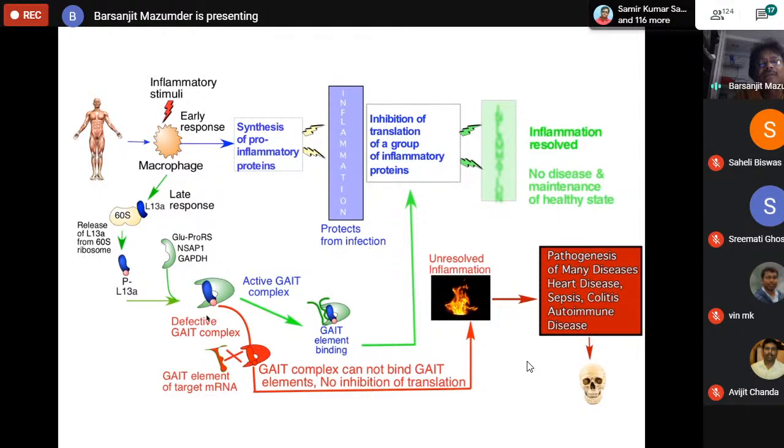However, if there is any defect in this binding, or defect in L13a, or defect in the RNA component, inflammation will not be resolved, the fire will continue to burn, and then that might end up in pathogenesis of many human diseases, such as heart disease, sepsis, colitis, autoimmune disease, so many inflammatory diseases.